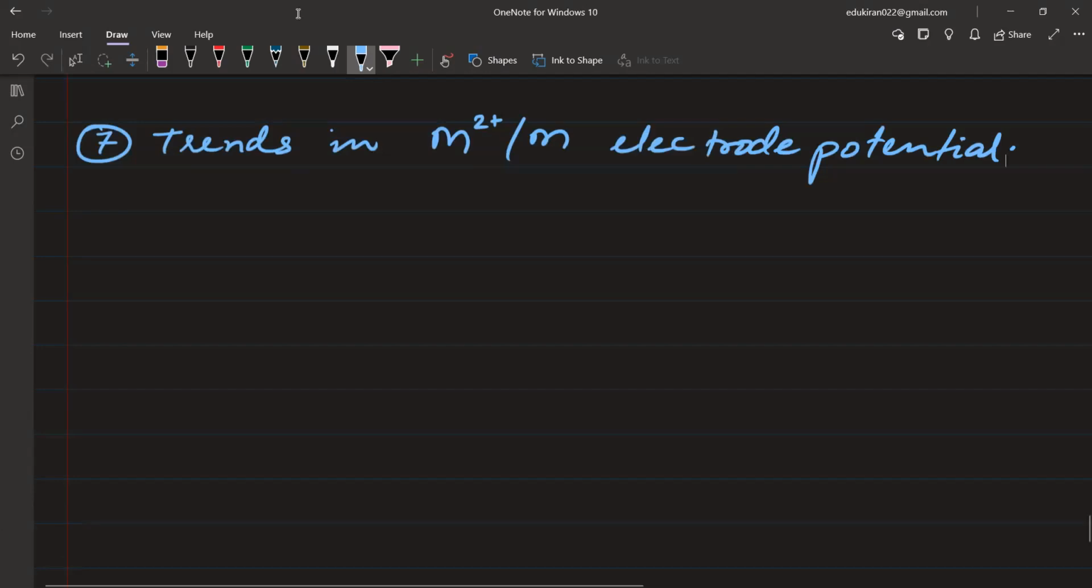Electrode potential. Acha. See, if you remember, I have not discussed the topic of atomic sizes and ionic sizes. I think that if you read from NCERT, I will give you a highlighted NCERT. From there you can read the important points and you will understand those points.